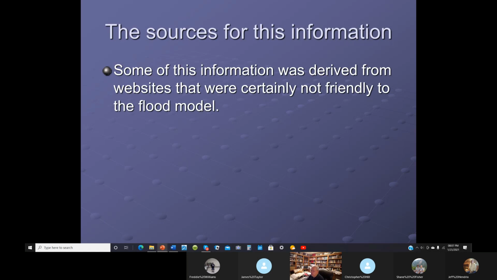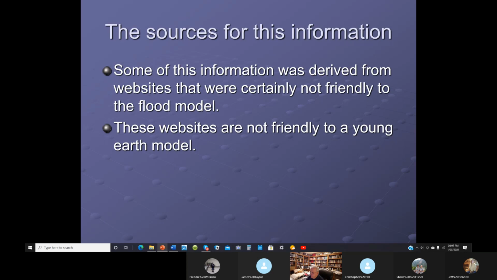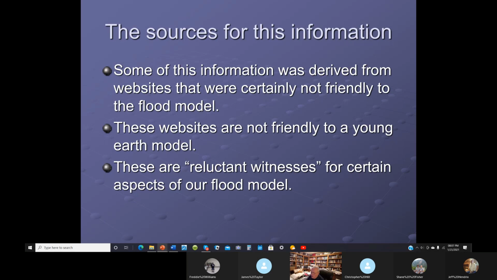Some of this information was derived from websites that were certainly not friendly to the flood model. In other words, they were written by atheists and they don't believe in the biblical flood. Keep that in mind. They're not friendly to a young earth model either. All right. They're reluctant witnesses.